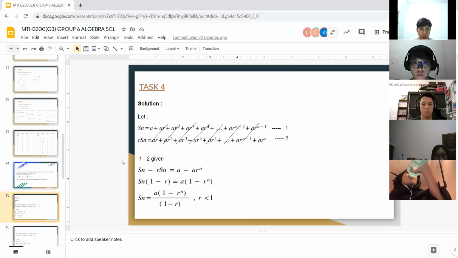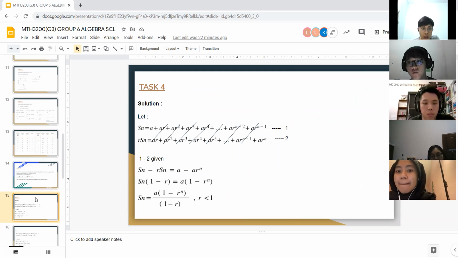When r is smaller than 1, okay, we let Sn, this one, a is the first term, ar second term, and so on until the n-th term, ar to the power of n minus 1. So from that we get Sn, and then we multiply r into Sn. So the first term will become ar, the second term will become ar squared, and so on until the last term is ar with power of n.